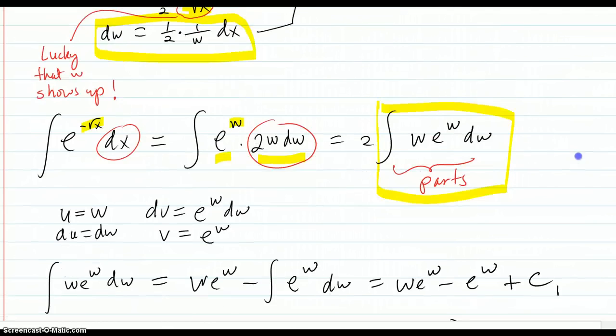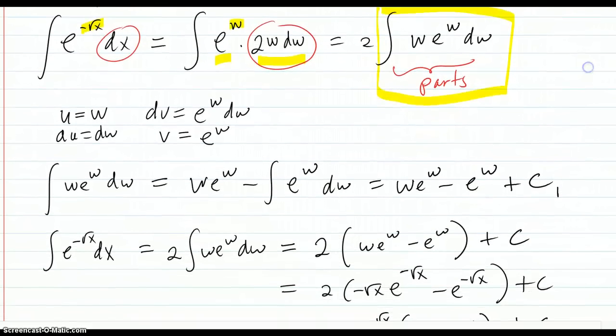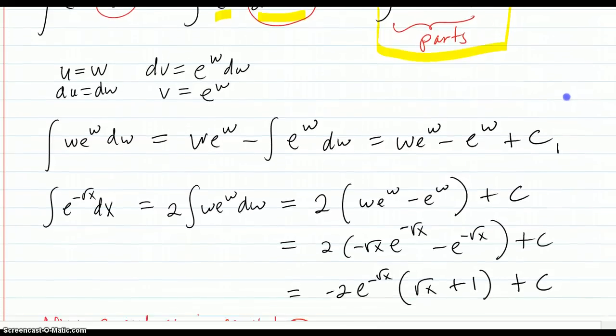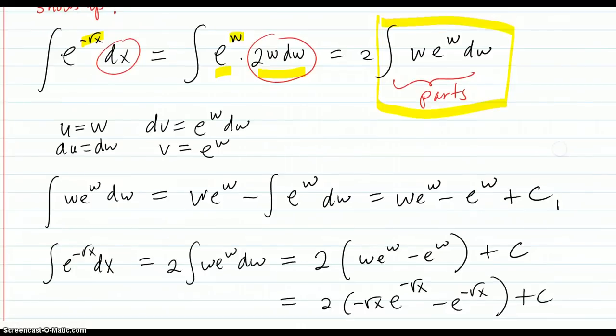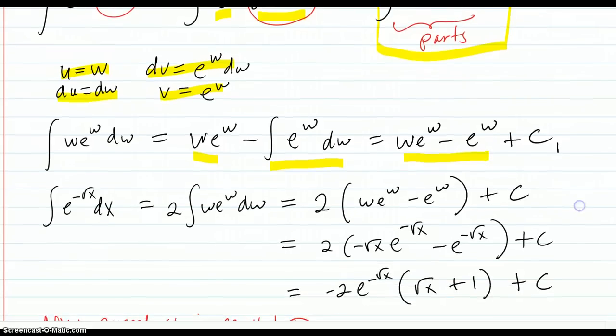So now I've got to start over with the parts on w e to the w, and we've probably seen that integral before, but what you want to do is this procedure: call that u, call that dv, and you get v equals this, du equals dw. You know our procedure. Map out the parts, and you get the solution right here.